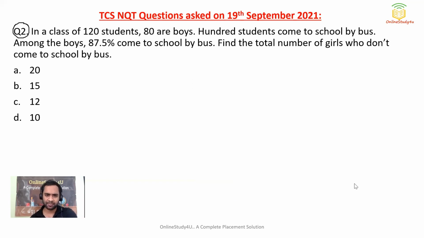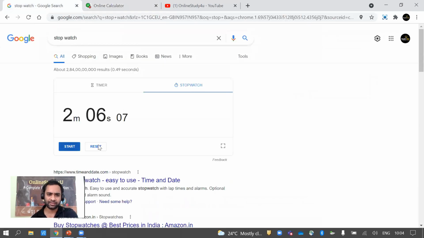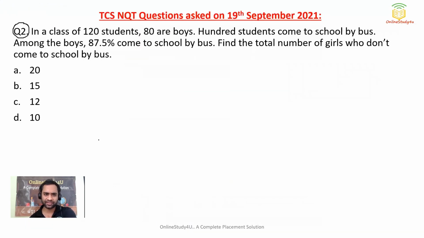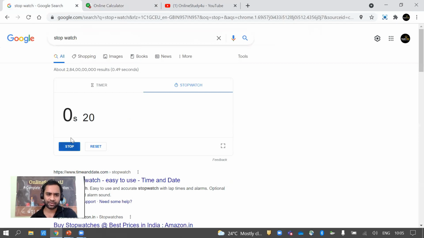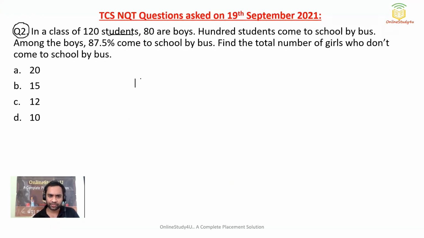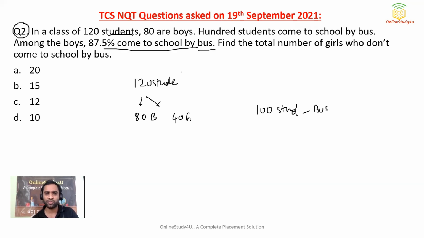So let us start the timer. This question we could have done. I will reset and then start the question. In a class of 120 students, the total number of students is 120, and 80 are boys. So if 80 are boys, then definitely 40 will be girls. 100 students come to school by bus, so only 100 students are going by bus. Among the boys, 87.5% come to school by bus. So we need to calculate 87.5% of 80.